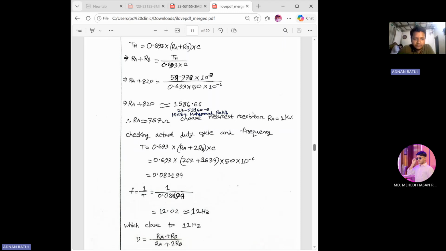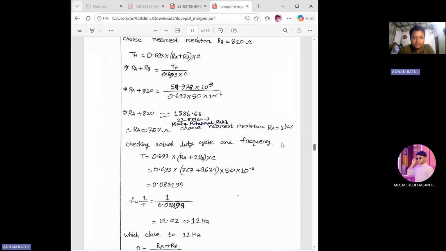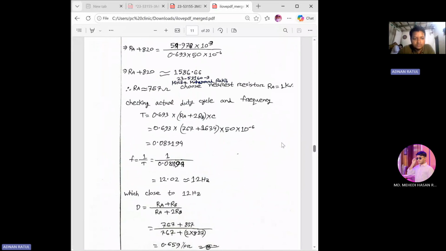T of H frequently after using the formula. The formula is 0.693 into RA plus RB into C. Then we got RA is equals to 767 ohm. Then we choose the nearest resistor. RA is equals to 1 kilo ohm.